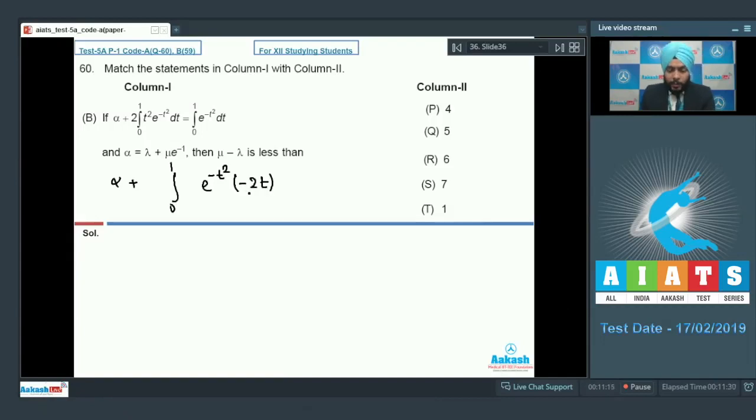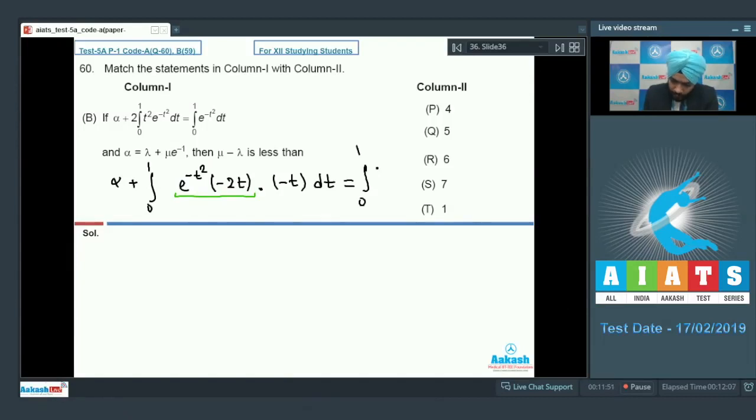T square was there, I have used minus 2t, 2 was also there, so I'll have to multiply it with minus t dt is equal to integral 0 to 1 e raised to the power minus t square dt. Fine. So what we'll do, students, we'll apply by parts in the left hand side. I'll have alpha plus first function as it is minus t into integration of second function. So e raised to power minus t square will be taken as p, minus 2t dt will be dp, it will be e raised to power p.